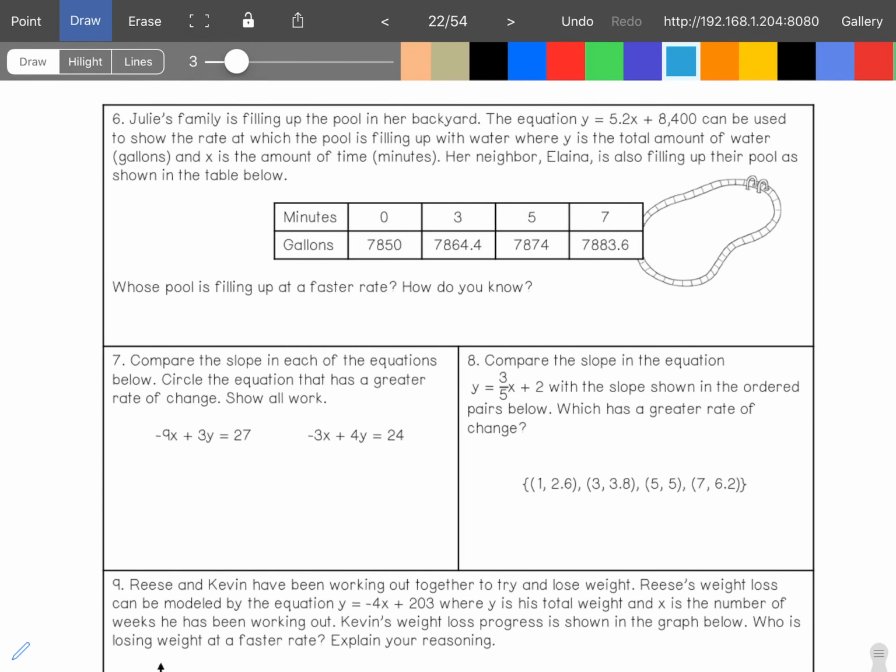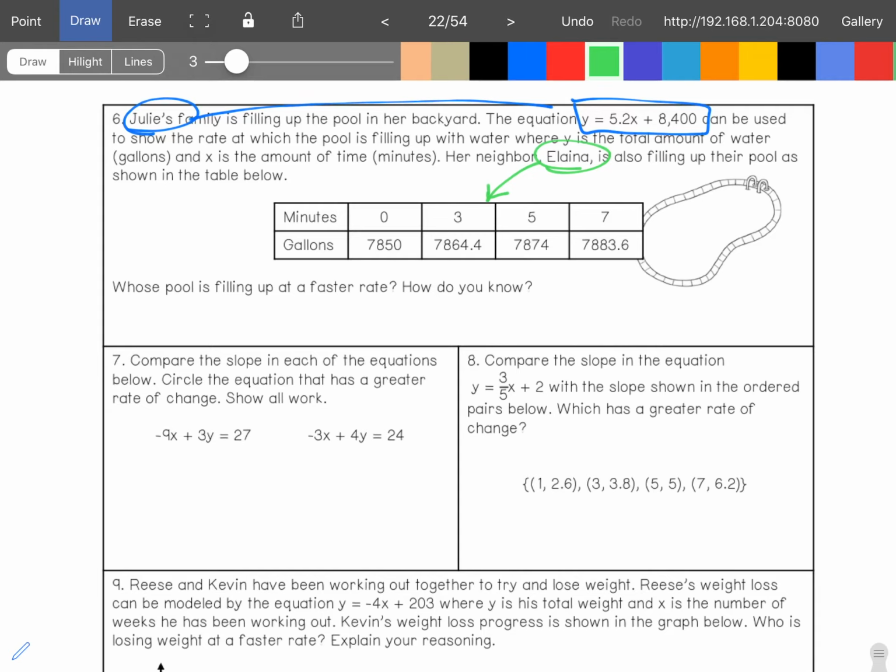Okay, Julie's family is filling up the pool in her backyard. The equation y equals 5.2x plus 8,500 can be used to show the rate at which the pool is filling up with water, where y is the total amount of water in gallons and x is the amount of time in minutes. Her neighbor, okay, so hold on. So we got Julie, and this is Julie's equation. And then we've got her neighbor, Elena, who is also filling up their pool as shown in the table below. So we have a table to show us Elena's situation and an equation showing us Julie's situation.